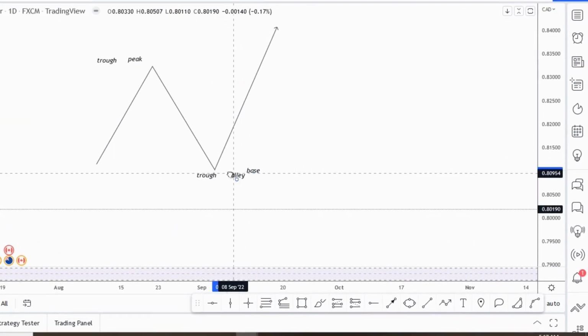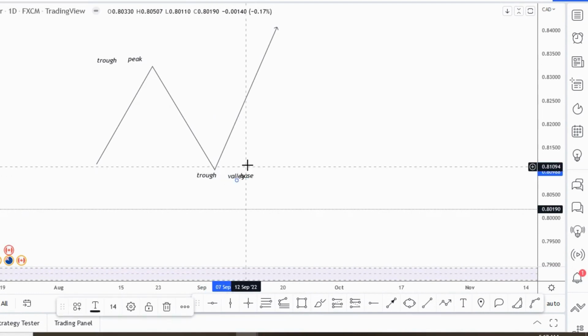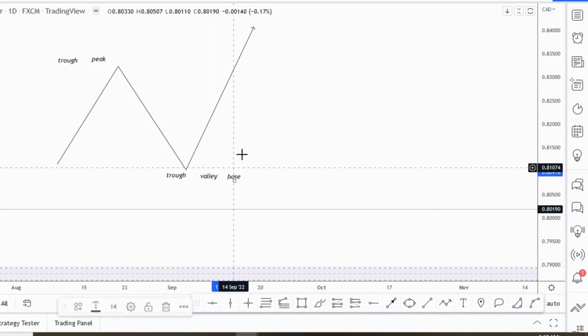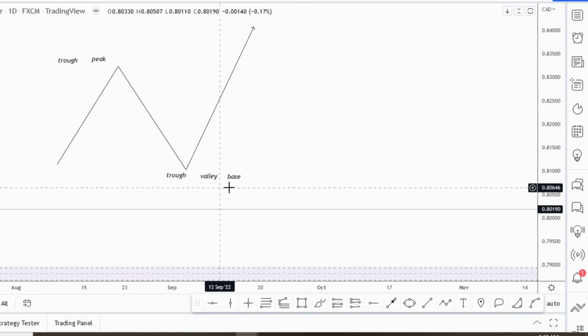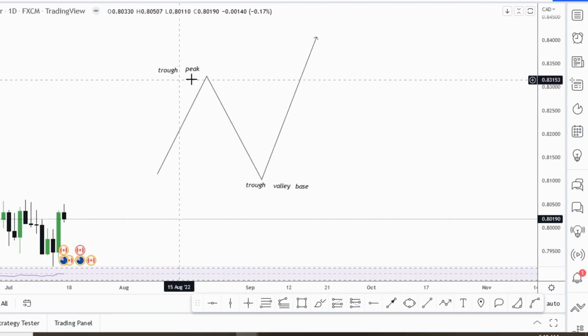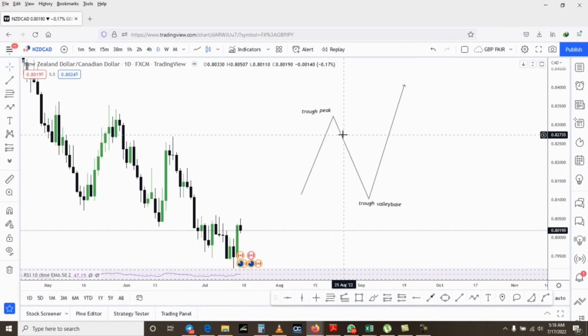But look, don't allow all these terminologies to confuse you. They're all saying the same thing. Trough, valley, base, peak, mountain top, or whatever, you get the concept. So what you want to do is identify troughs, and the minimum you can identify for a start is two peaks.